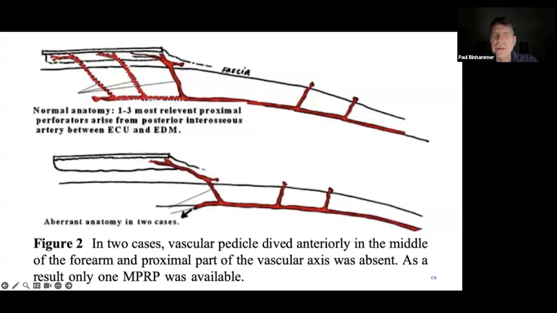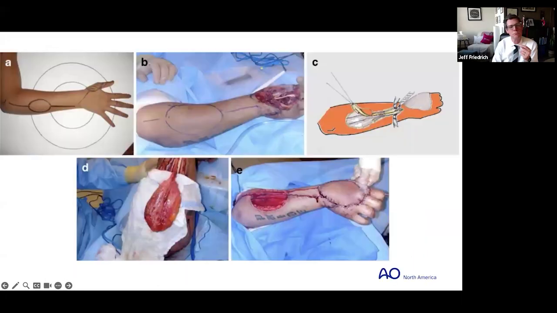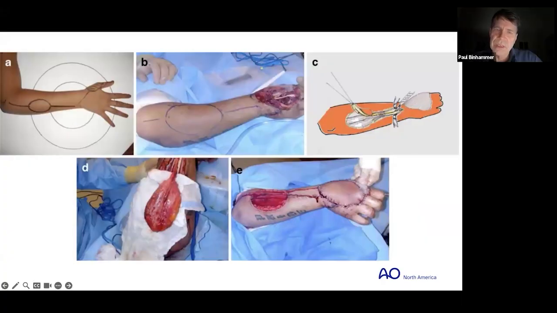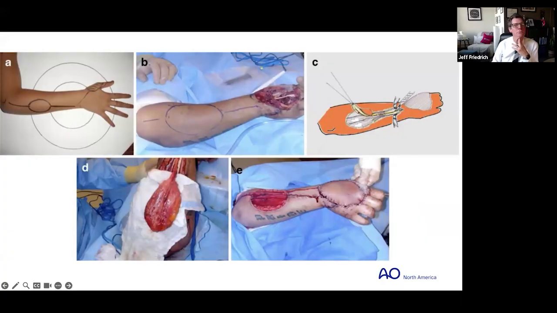And there's an article by, I think it was Buchler, who wrote this article, and he's got a couple of diagrams in there. This is, I think, early 90s. He called it the most relevant proximal perforator that he would take.